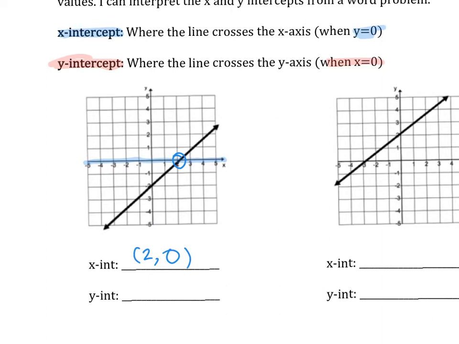Now our y-intercept, I want to do the highlighter here. Our y-intercept is where our line crosses our y-axis. So that'll be right here and looks like at -2. But our x-coordinate is 0 there. Our y-coordinate is -2. So our y-intercept is (0, -2).